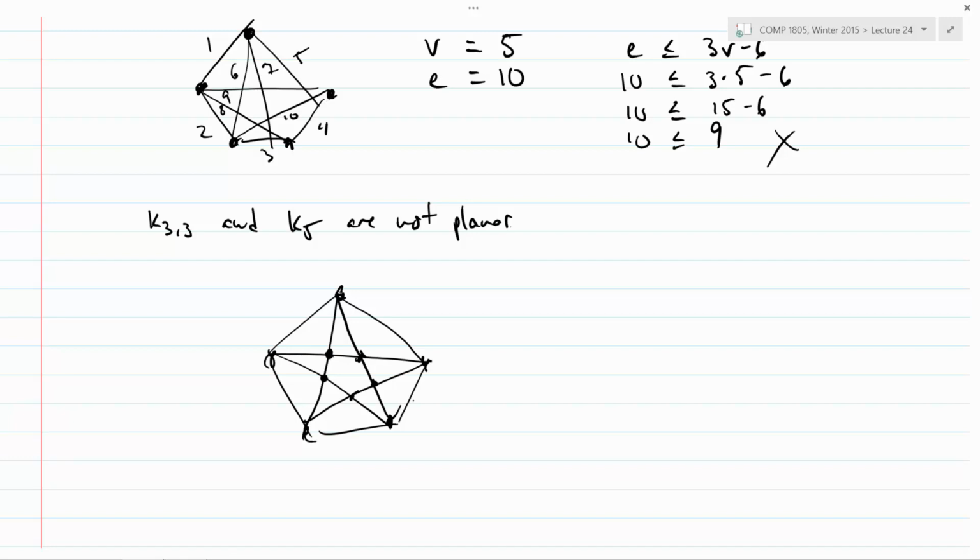These kind of graphs where you add in vertices at the intersection? Probably. I don't know enough about my own.